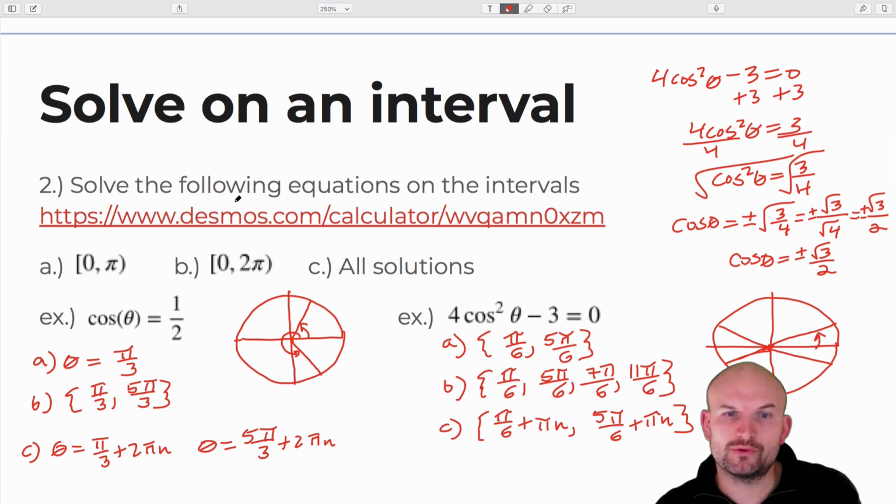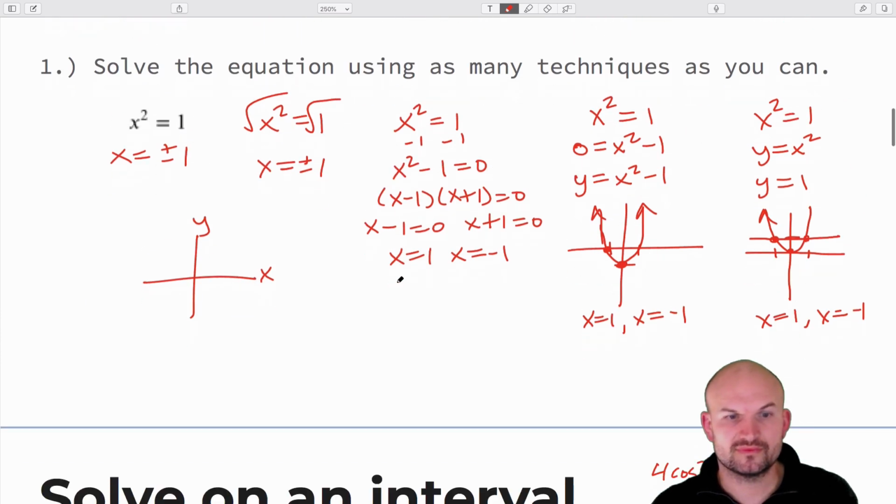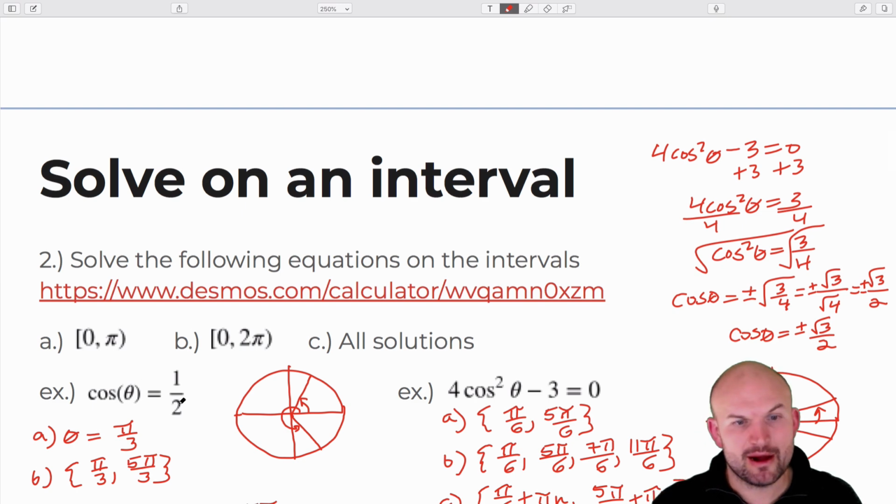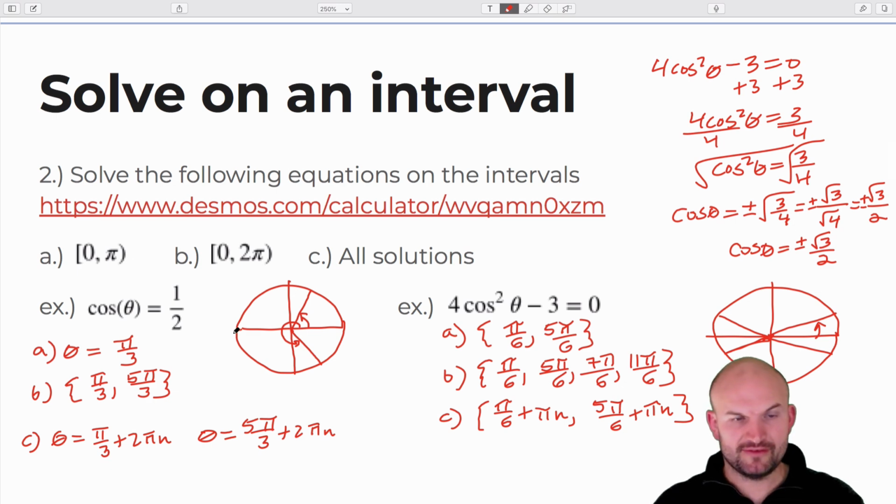So this one says, solve the following equations on the intervals. The intervals where we want to find our solutions are 0 to pi, 0 to 2 pi, and then all solutions. Now, the reason why we have an interval is important. I'll talk about that in a second. The main thing I want you to understand is let's make a connection here with solving and the unit circle. So if you remember, we have an equation, right?